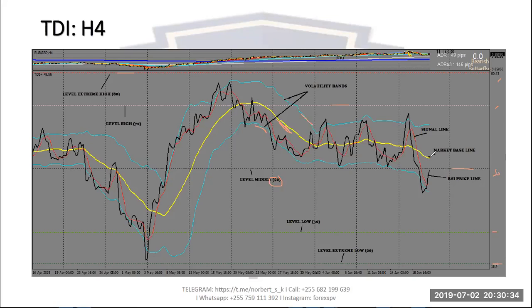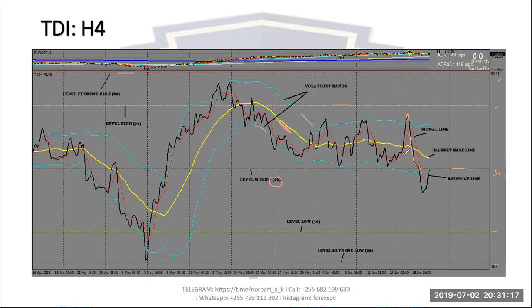So we know that the market swings up and down. So the market baseline here is used as the moving middle line, like it swings with the market. So it's the 50, but it's the one swinging with the market. And we have this black line here, which is the important line that we use. It's called the RSI price line. And then we have the signal line. The signal line is the red line.